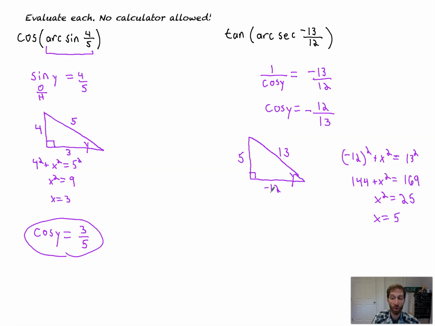this is an angle, y. So now the tangent of y is equal to the opposite over the adjacent. Opposite of y is 5. Adjacent to y is negative 12, so you get negative 5/12. Go in pieces. Find the triangle, do the ratio based on that triangle.